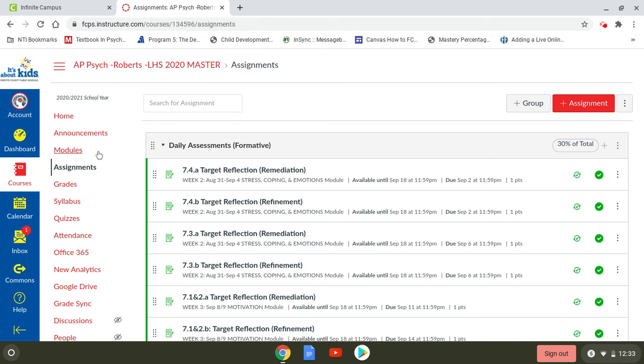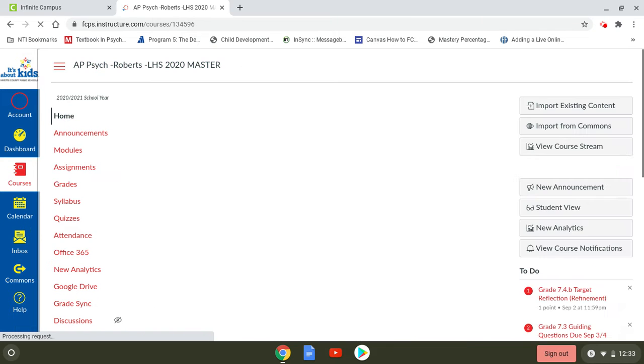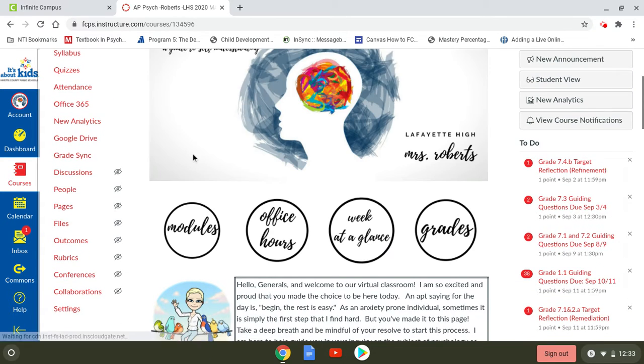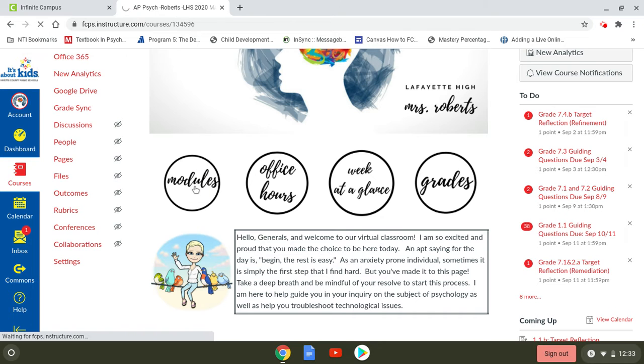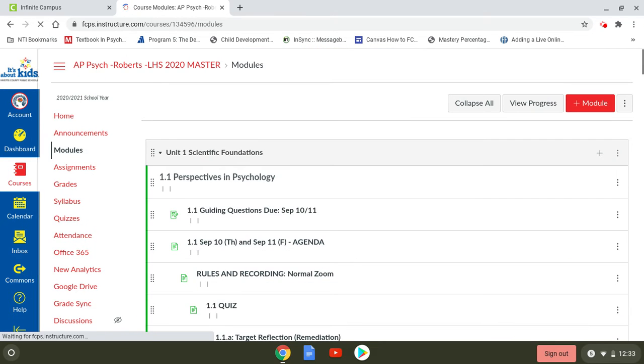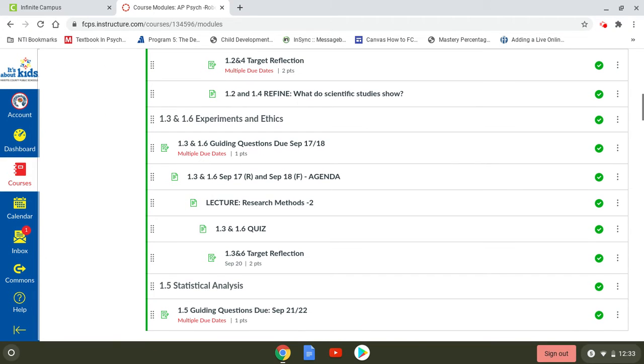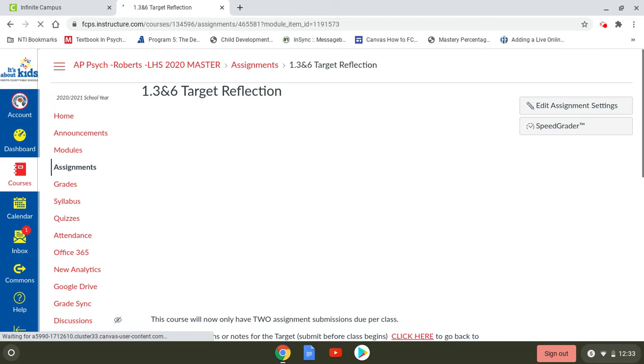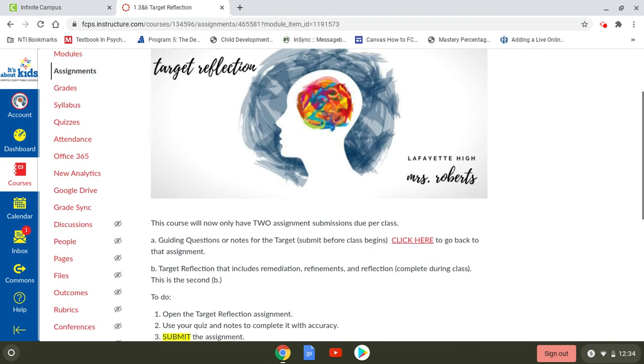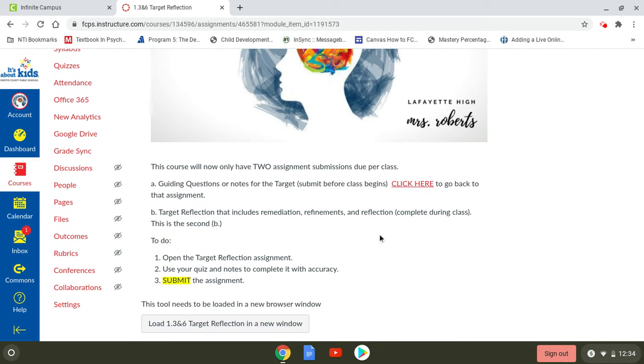All right, next, I'd like to go back to our home, and then once again to our modules. All right, and then flipping down here, I'd like to talk for just a moment about this target reflection. So I'm going to go ahead and open it up. You'll notice that again, we are putting all of the assignments for the day in just this one handout. So it looks like this target reflection.